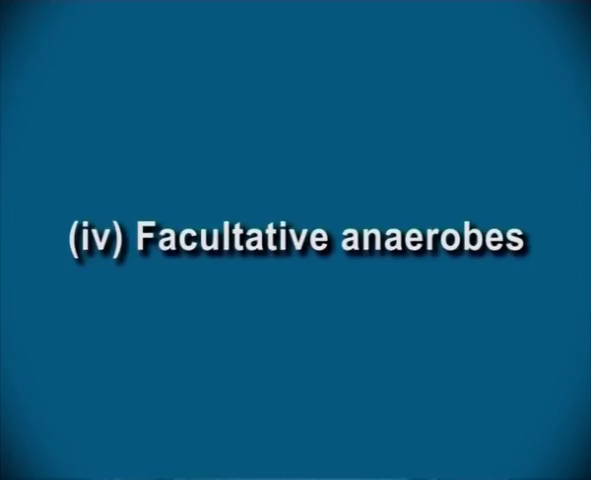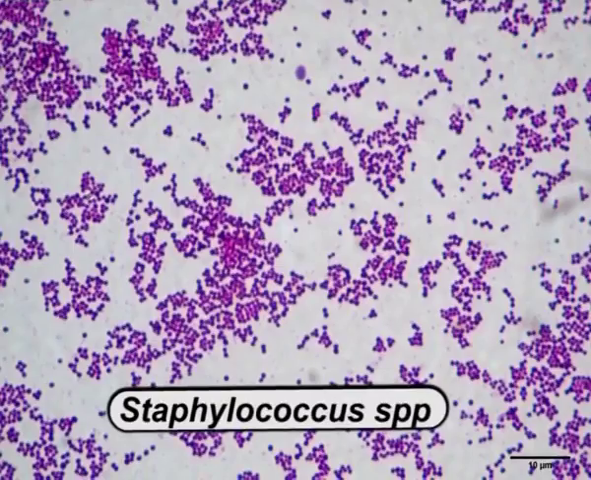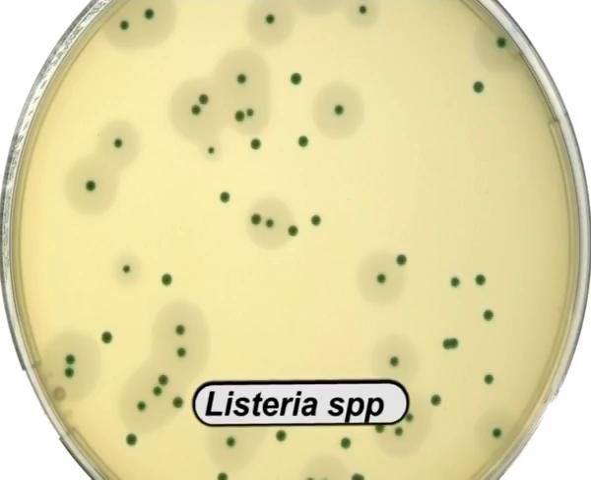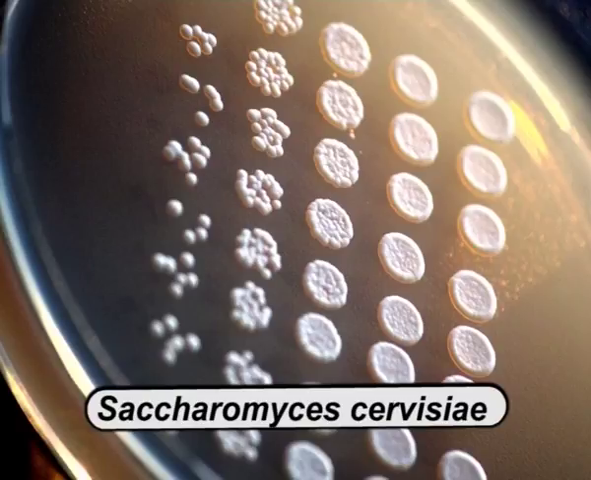Facultative anaerobes. Microorganisms are able to grow like aerobes in the presence of oxygen, but have the added facility of being able to survive when conditions become anaerobic or without oxygen. The examples are Staphylococcus species, Listeria species, Saccharomyces cerevisiae.